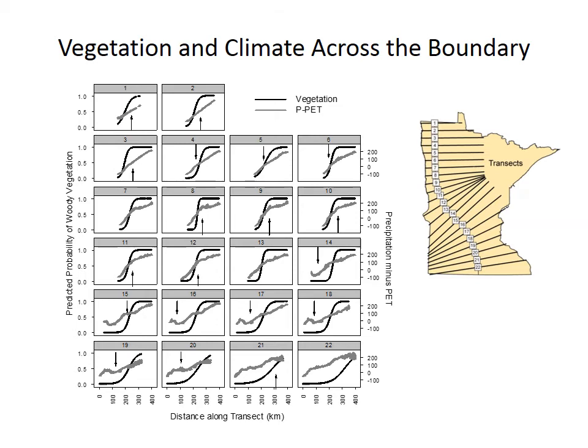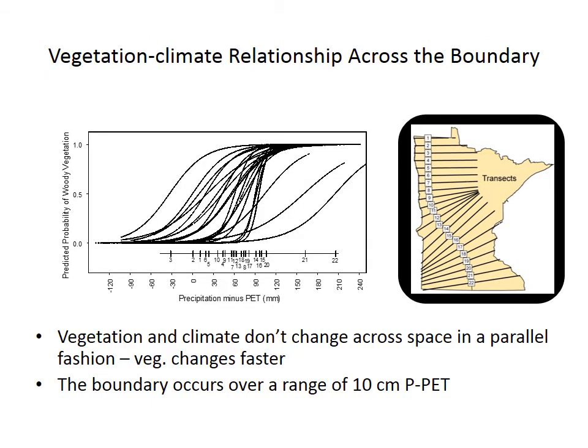to woody vegetation. And this just shows all the transects in one graph, and you can see there's 3 of them there on the right that are a little more gradual, but the large majority of these 21 transects have a very abrupt transition. And it occurs over a range of about 10 centimeters in the precipitation minus evapotranspiration. So when you go from a 0 balance to about plus 10 centimeters or so, that's where you make the transition from grassland to woody vegetation.